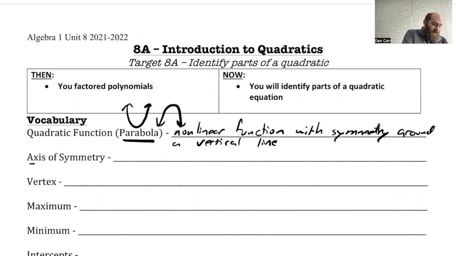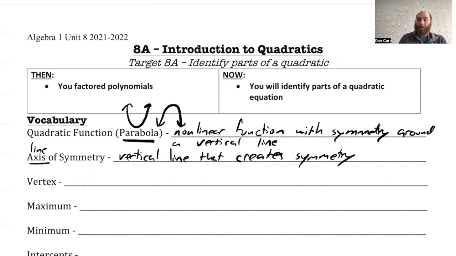The axis of symmetry, also known as the line of symmetry, is the vertical line that creates symmetry. Okay, since it's a vertical line, remember vertical lines are always written as x equals some number. Okay, so that's what we're looking at here for an axis or line of symmetry.